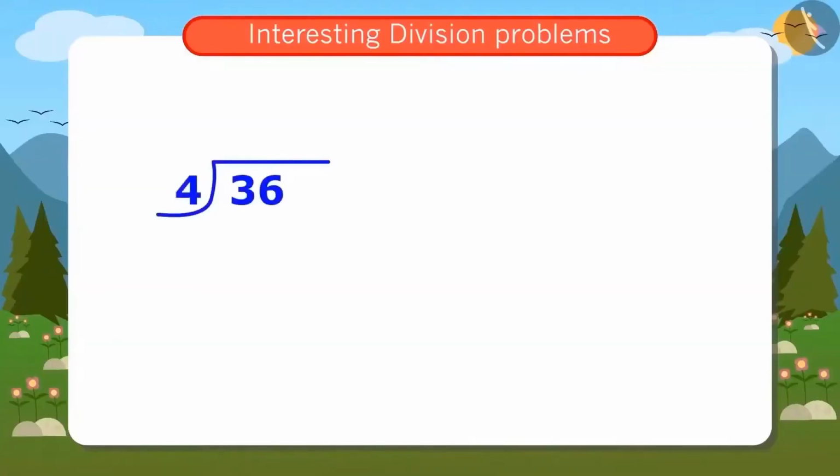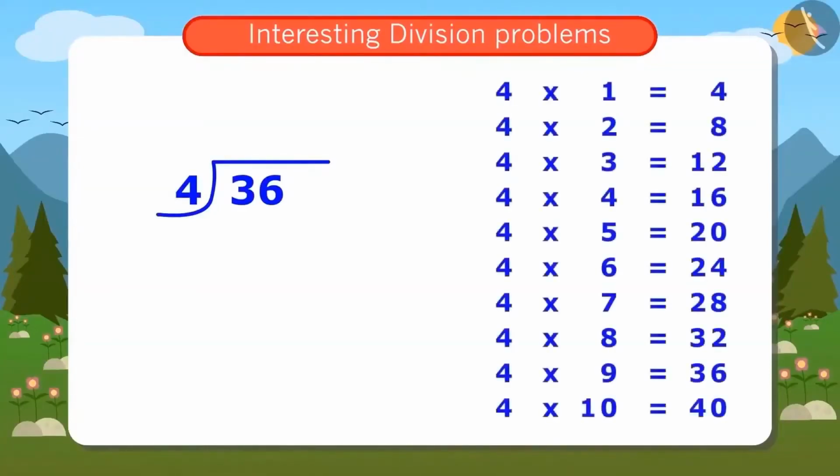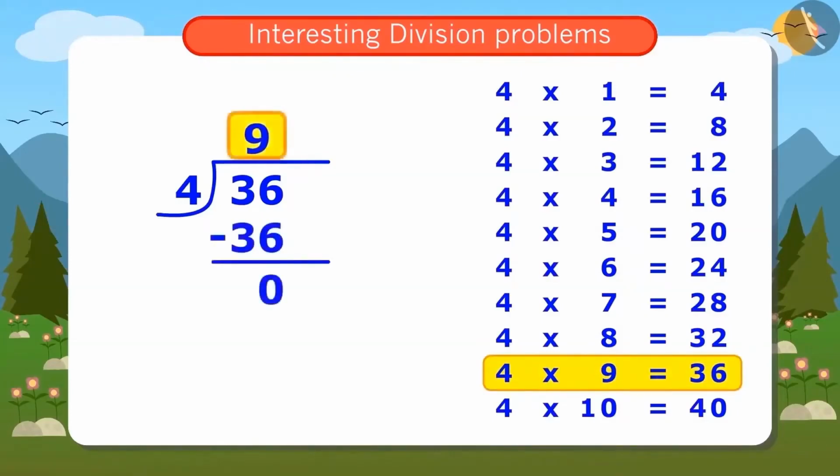I have to divide 36 by 4. So I have to read a multiplication table of 4. 4 ones are 4. 4 twos are 8. 4 threes are 12. 4 fours are 16. 4 fives are 20. 4 sixes are 24. 4 sevens are 28. 4 eights are 32. 4 nines are 36. That is, if 36 is divided by 4, the answer will come 9. That means I have to bring 9 boxes.